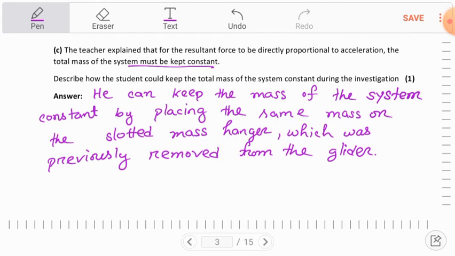So with this our question number 1 ends. I hope question number 1 was clear. I'm moving to question number 2.